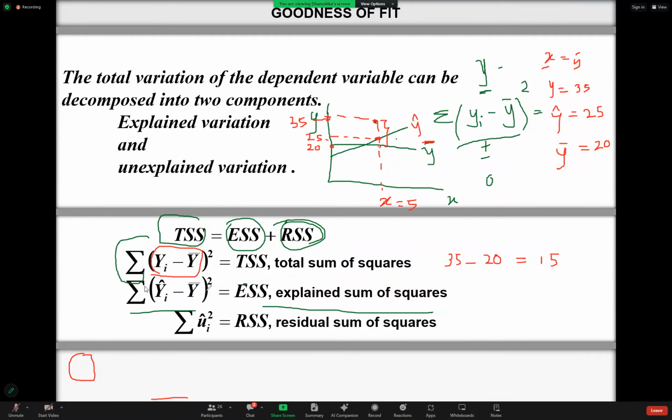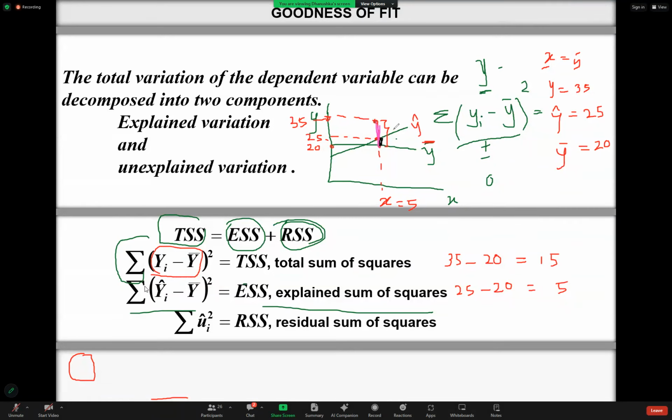Then explained variation: y hat minus y bar. What is the y hat? 25. What is the y bar? 20. Then the explained variation is equal to 5. That means now you can see here, this is the total variation. Out of this total variation, this amount has been explained by the regression model.